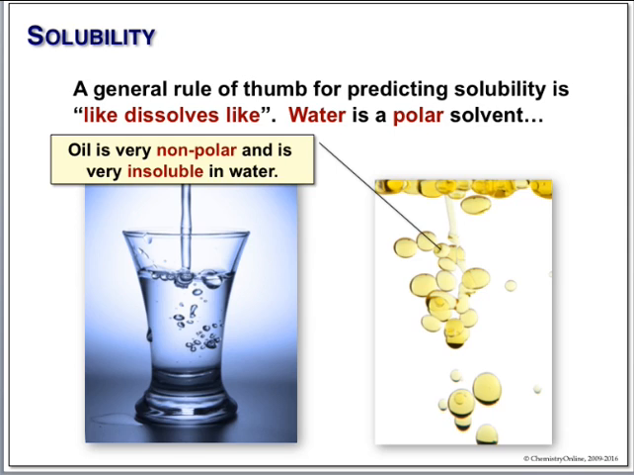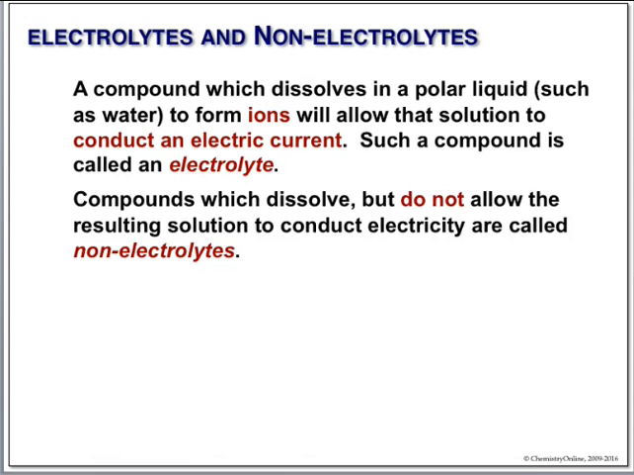There's also another feature called electrolytes. In general, there are two basic types of solutions. We call a solution that forms ions an electrolyte. And that's because, as we saw with sodium chloride, the ions separate out. And one of the features of that is that the solution will now conduct an electric current. If we have a solution that does not have ions in it, it will not conduct an electric current. And that is a non-electrolyte.